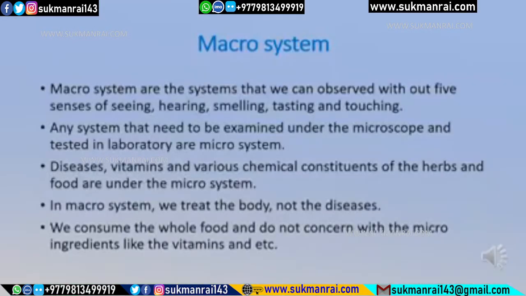In the first chapter, we talked about the macro system. Macro systems are systems that you can observe with our five senses of seeing, hearing, smelling, tasting, and touching. Now, all systems that need to be examined under the microscope and tested in the laboratories are the micro system. For example, diseases: you need to do the blood test, you need to do so many tests in the laboratory.